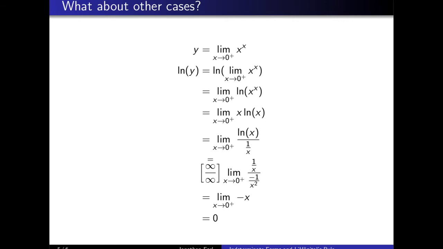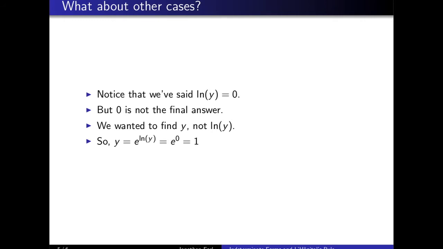Okay, so after applying L'Hopital's rule, we get that our new numerator is going to be 1 over x, and the denominator will be minus 1 over x squared. So simplifying this, we get the limit as x goes to 0 of minus x. And that limit is 0. Now, we should be careful at this step, because what we've said is that the natural logarithm of y is 0. But that's not actually the thing we're interested in. We are interested in y, not the natural logarithm of y.